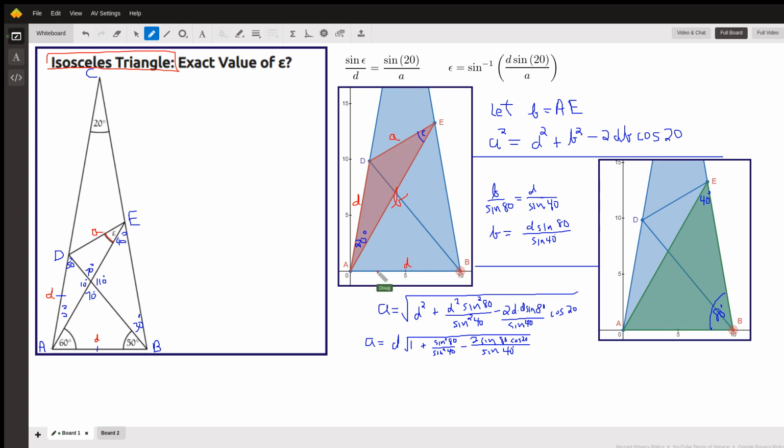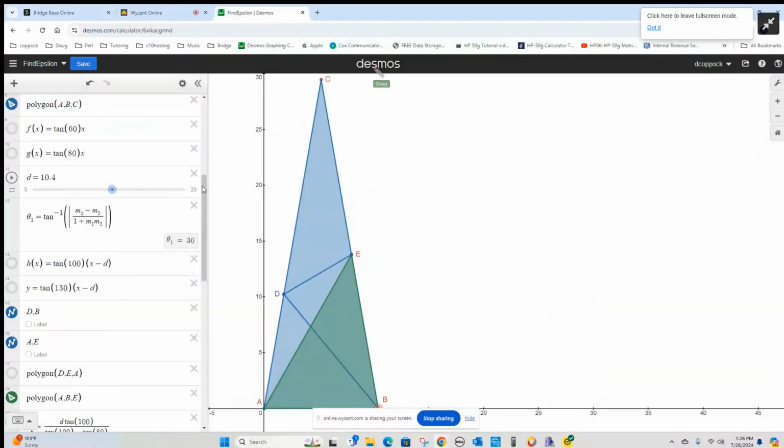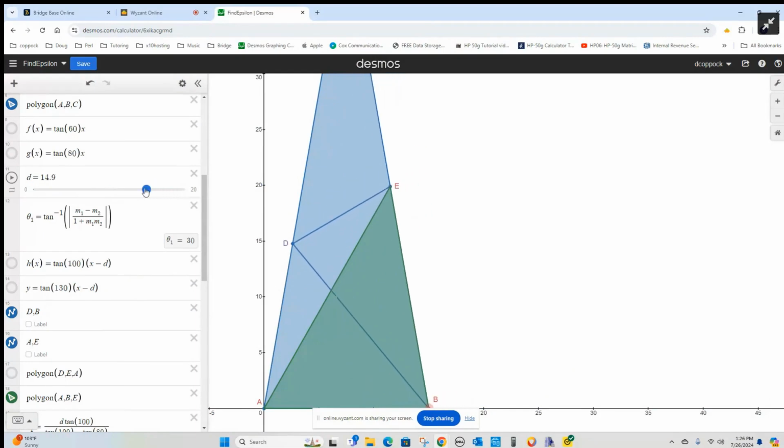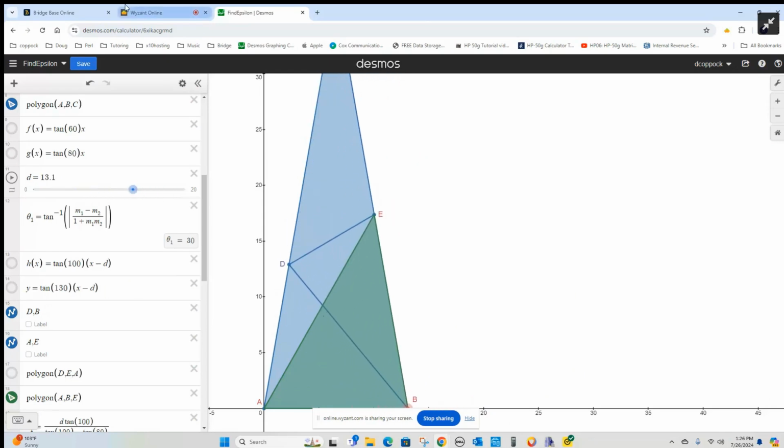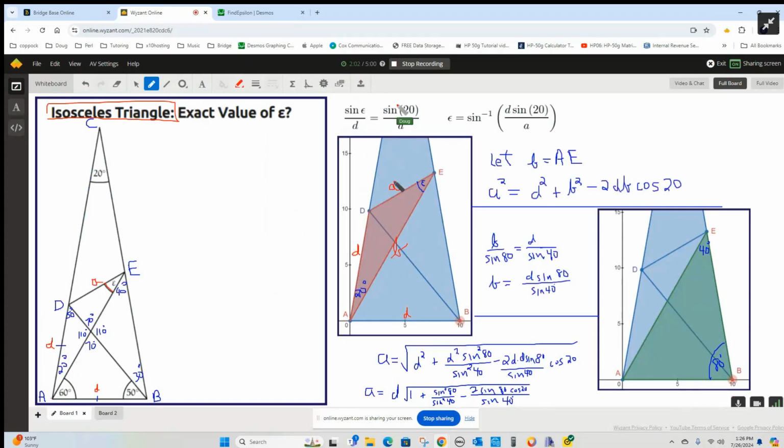And by the way, if I share my screen and go to Desmos, here's a picture of that triangle. D is the length representing the base, and this theta sub 1 is actually angle epsilon that we're trying to find. Notice that it doesn't matter what the measure of D, the base, is, that angle is always 30 degrees. So apparently the measure of epsilon doesn't depend on the base.